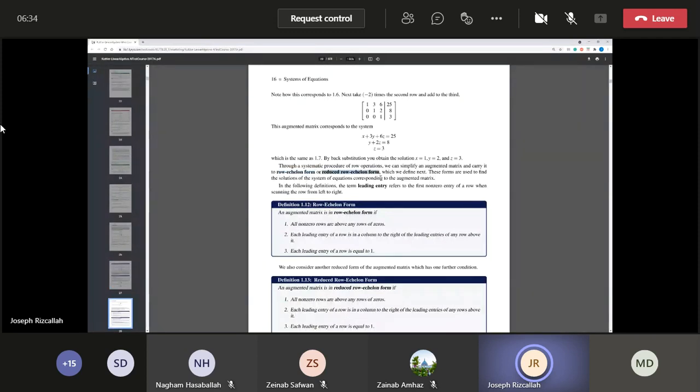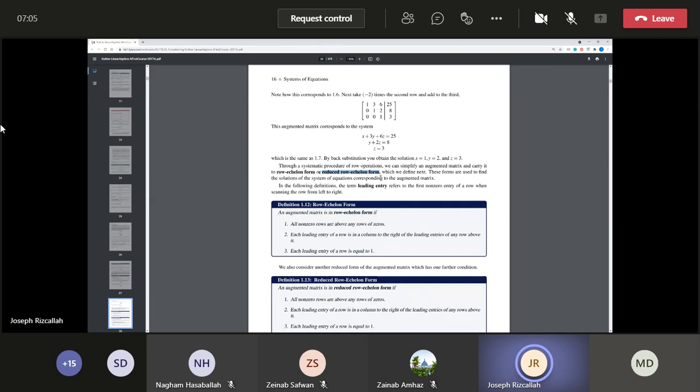So the idea is this. Given a system, we know how to write down the augmented matrix. And now what we want to do is to apply these elementary row operations in order to bring this matrix into a very simple form. Usually we would like it to be in the reduced row echelon form, okay? It takes some work to get it into the reduced row echelon form, but in doing so, you have to pass first by the row echelon form.